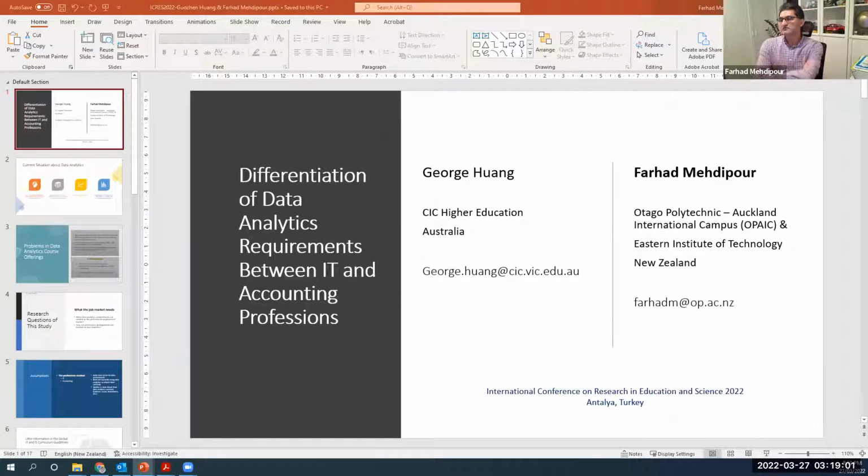So the problem is the mismatch between what the discipline offers and what the target profession needs. If you look at the job descriptions on Seek or other employment platforms, you'll see lots of job descriptions posted by different organizations and companies about data analytics, data science, data mining. And there's lots of discrepancy and lots of different requirements in terms of the competencies for the potential candidates.